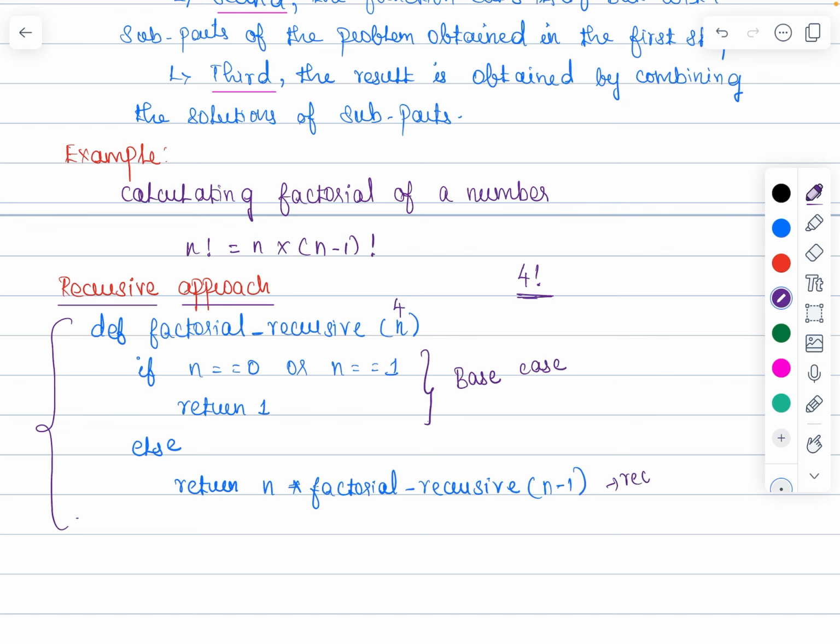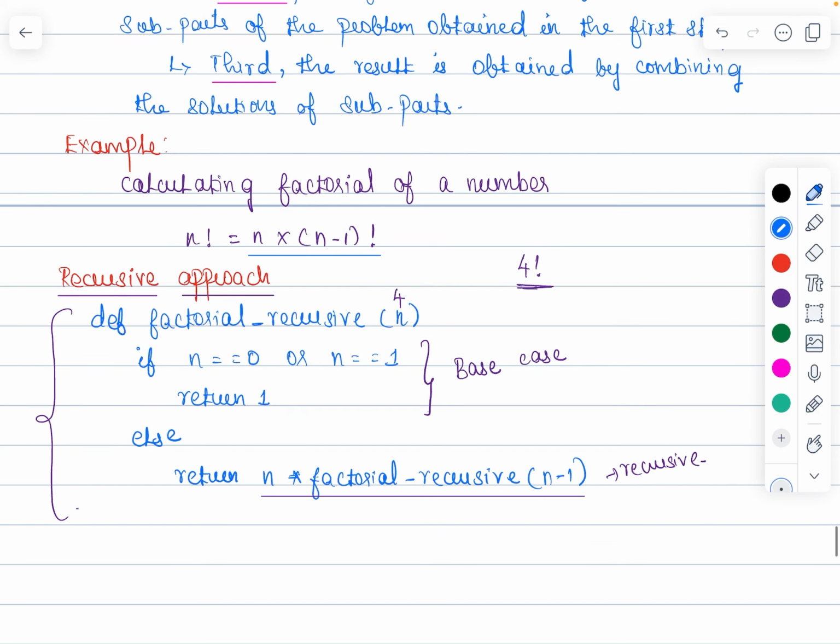And this is the recursive case. It has to work on this formula only, which I have specified here: n factorial equals n into (n minus 1) factorial. This has to be repeatedly called until we reach the base case, until n becomes 1, and this is the formula.